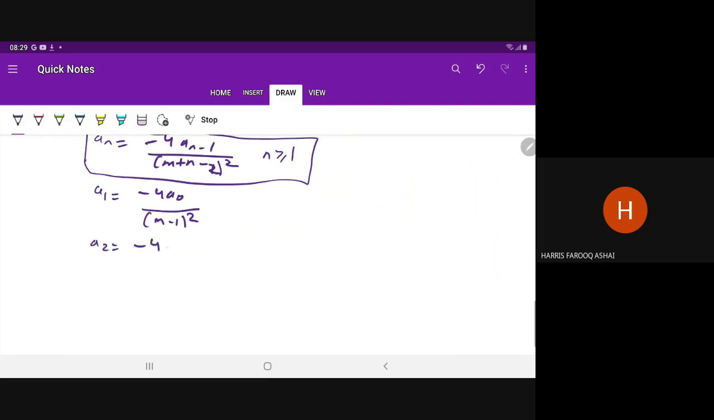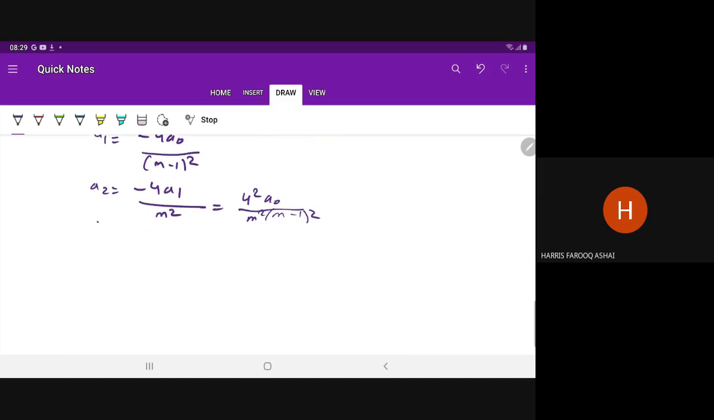What will be a2? A2 will be minus 4 a1 upon, when we put n is equal to 2, m square, and this can be written as 4 square a naught upon m square (m minus 1) whole square. Similarly, we can compute a3, a4, a5. Y is the summation n is equal to 0 to infinity a_n x to the power m plus n, or you can say x to the power m summation a_n x to the power n from 0 to infinity.